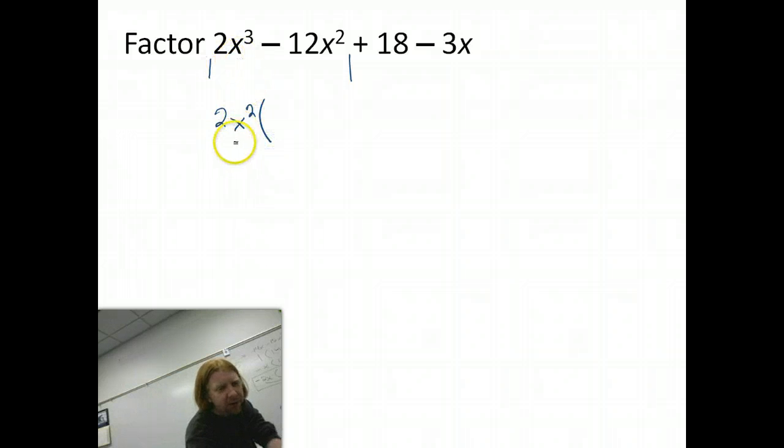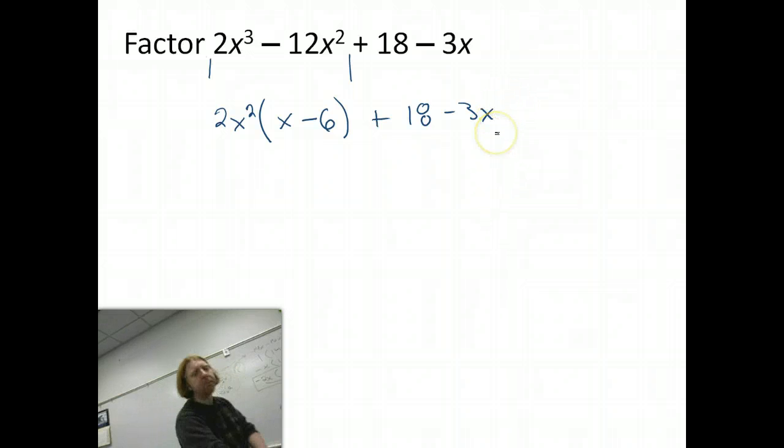2x to the third, factor out 2x squared, leaves me x. Negative 12x squared, pull out 2x squared, leaves me minus 6. And I'll write the rest of these guys down. Are we all okay with that? Didn't lose anybody?